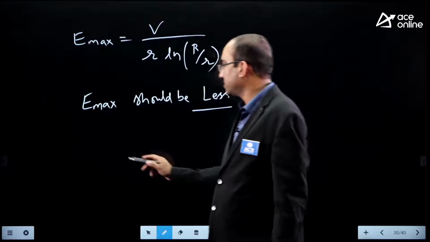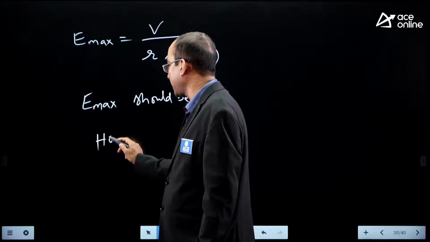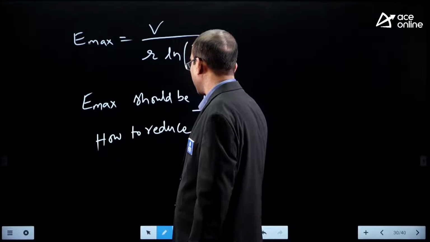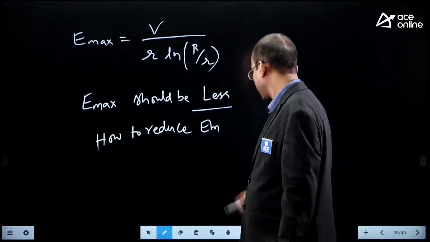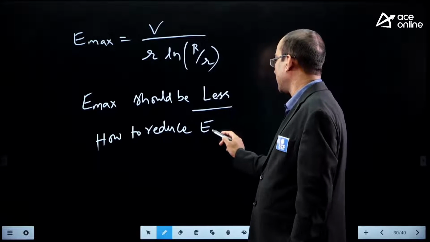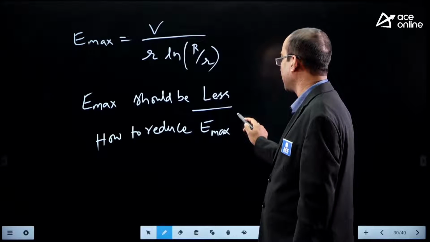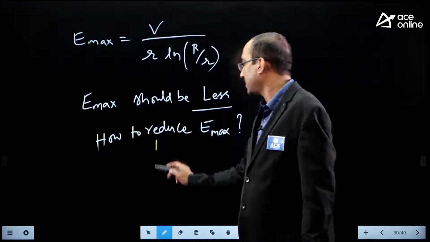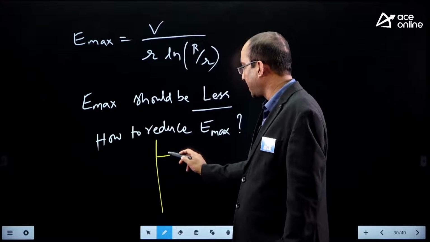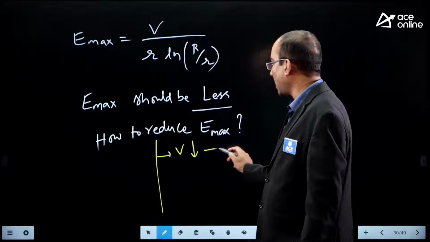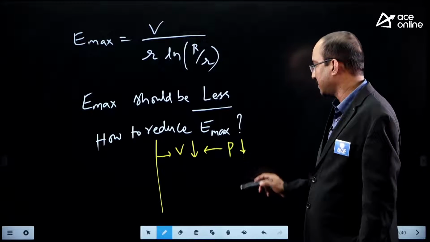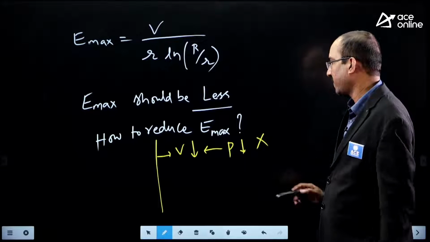So, how do you reduce E maximum? That is the question here. You can reduce the operating voltage. But if the operating voltage is reduced, the power handling capacity is reduced. That is why this is not preferred.